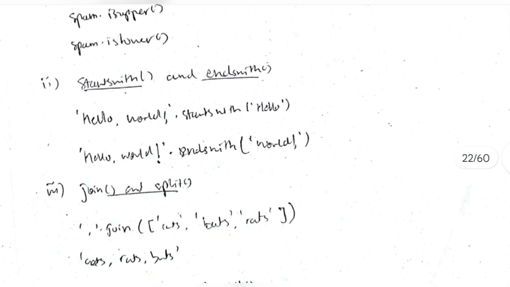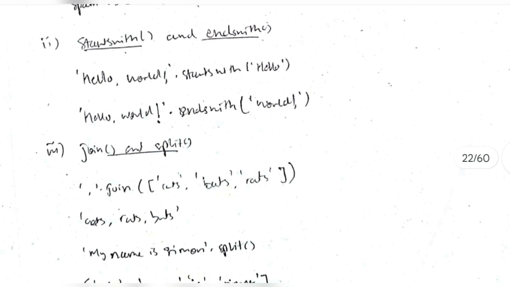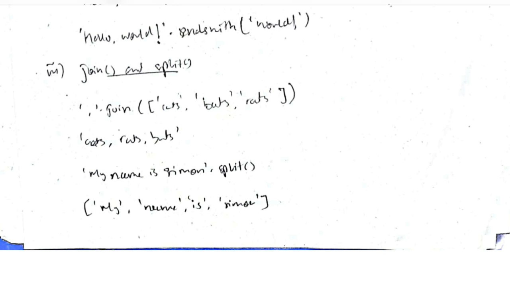Then we have startswith and endswith. Here we have the string starting with hello. If it's true, it will return true, and the same thing goes for endswith also. So if it's true, it will return true. After that we have join and split.